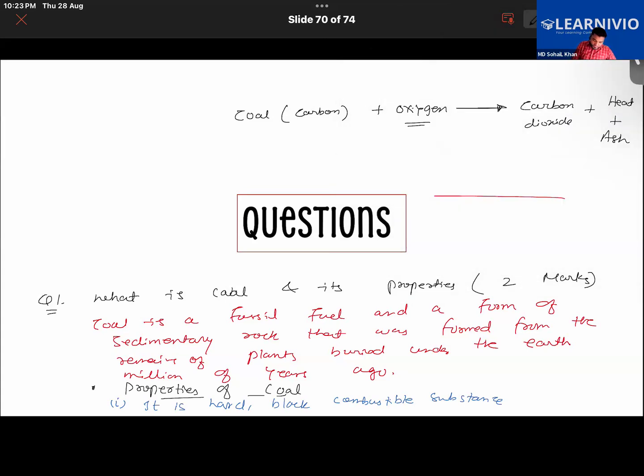Second point I'm writing here. Okay, now there isn't enough space there. The second point is it has a high amount of carbon in it and contains some other substances like sulfur, hydrogen, oxygen, as you mentioned. So it has a high carbon content.